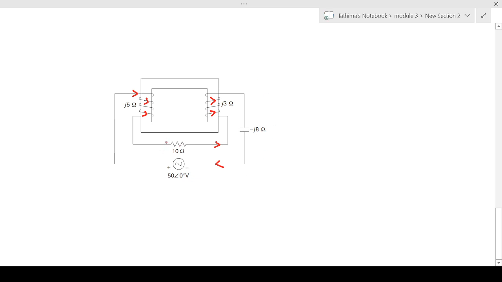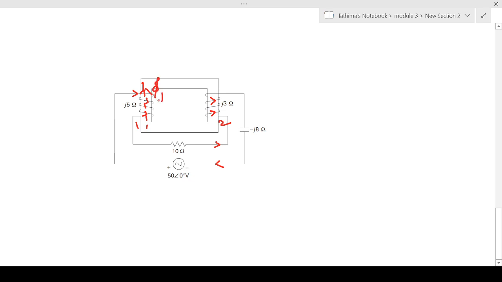Now we can see the flux direction. So let us consider the flux. Let this be the first coil and this be the second coil. Now we can apply the right hand thumb rule and find the direction of flux in each of the coils. When we apply the right hand thumb rule to the first coil, the flux is in the clockwise direction. This is phi 1.